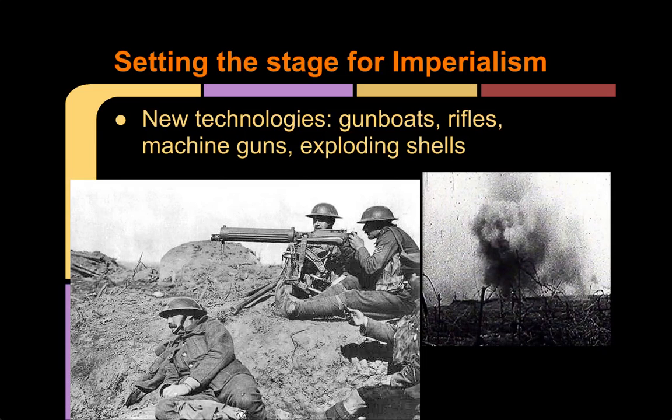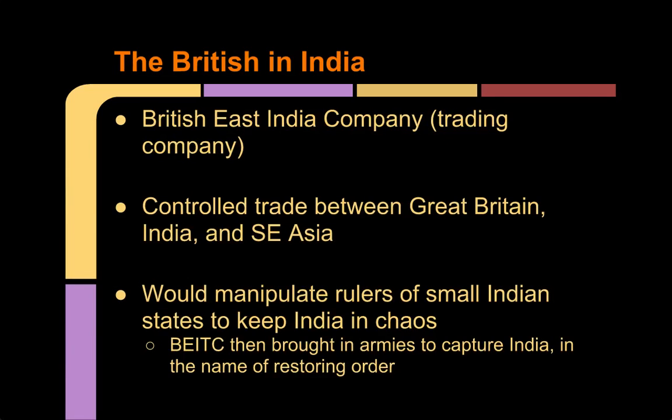If you have a machine gun and I have a sword or a spear, that's not going to work out for the people with swords and spears. Same thing that happened with the natives. Now, the British are going to be in India. They're going to be in the British East India Company, and they're going to be a trading company. And they will be controlled by trade between Great Britain, India, and Southeast Asia. So they're going to have a little bit of a monopoly on the trade.